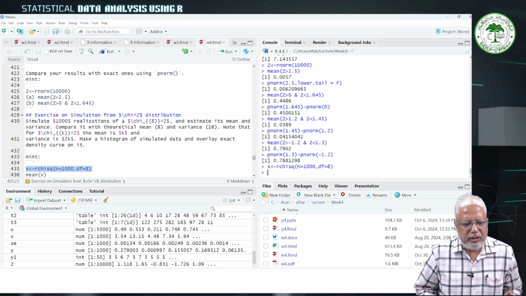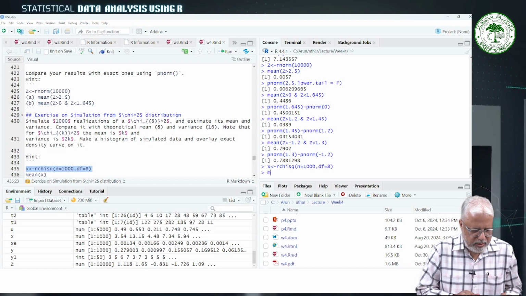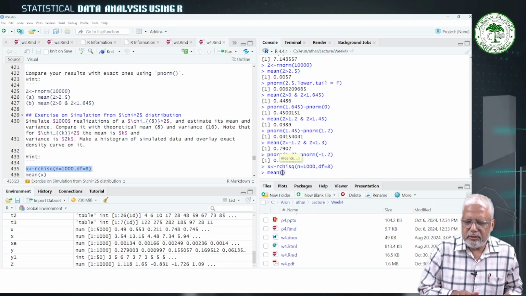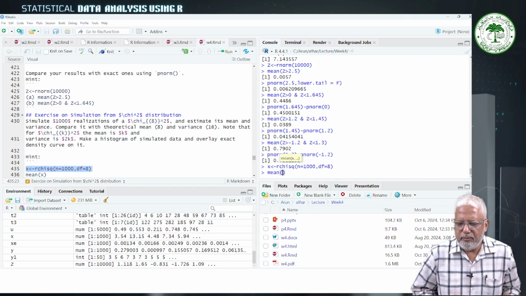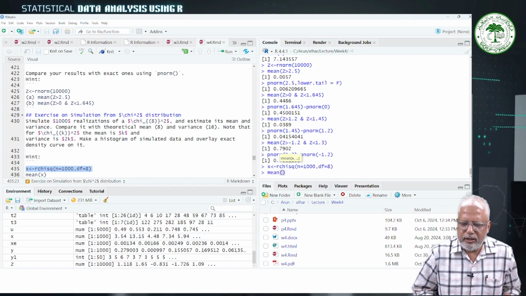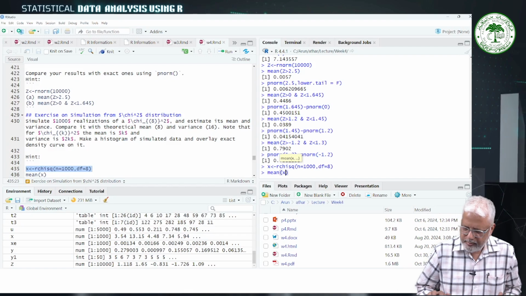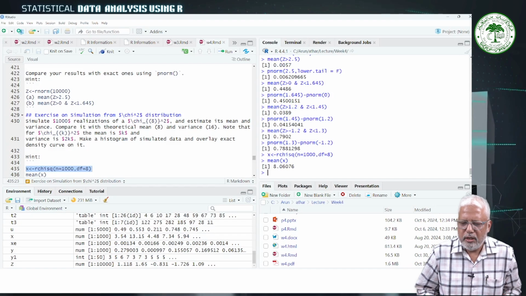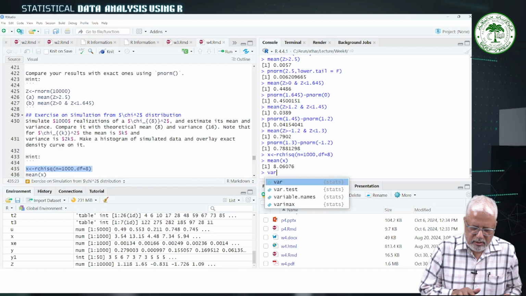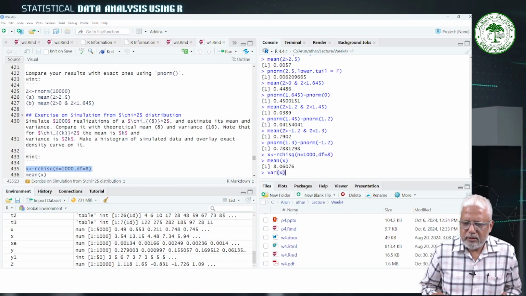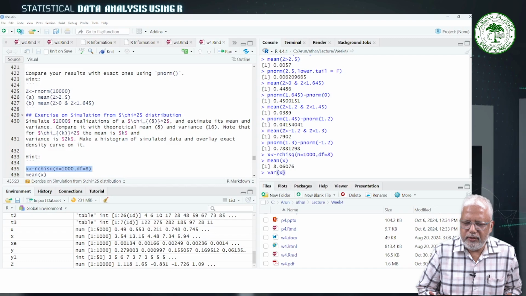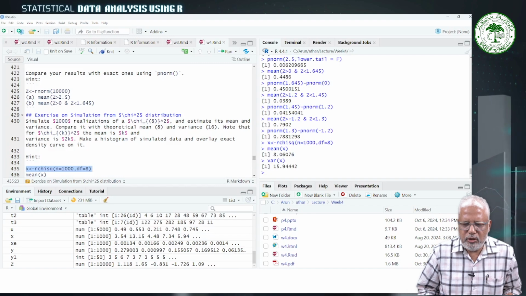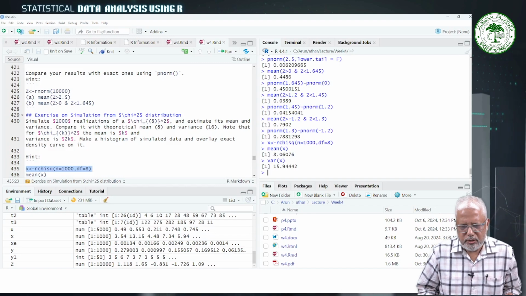So, what should be the mean of this random variable? Its mean should be around 8, because these are the observations with degree of freedom 8, and the mean of chi-square distribution is equal to degree of freedom. See, it is 8.06, and its variance of x should be twice of 8, that is 16. So, it is 15.94. So, that means simulation supports this theoretical result.